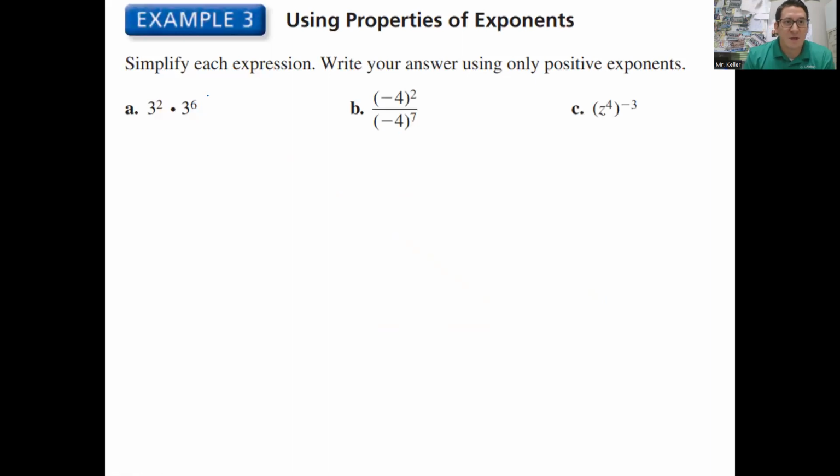Let's do some examples. 3 squared times 3 to the 6th, that is the product property. We just need to add those. So 2 plus 6 is 8. So this is 3 to the 8th. I'm not going to put that into a calculator to figure that out. This one, it's 2 minus 7, which would be -5. So there's 2 ways to think about this. If we do 2 minus 7, that's -4 to the -5. We want positive exponents only. We know that if we make that a fraction, it flips the fraction, that negative. So it's -4 to the +5 on the bottom.